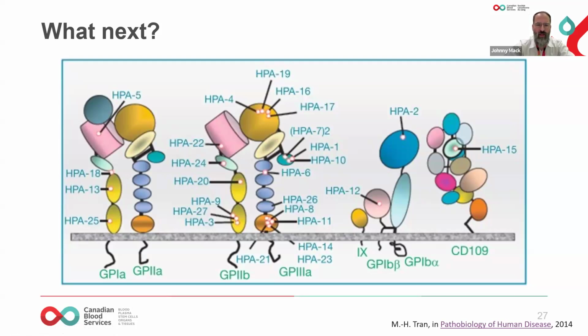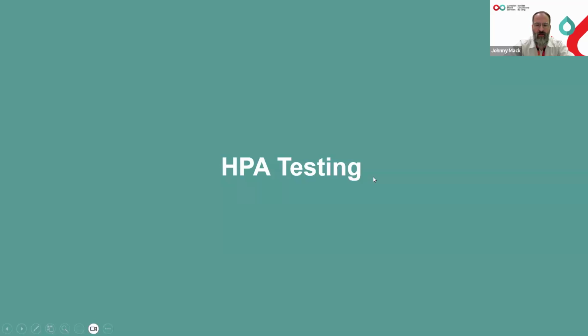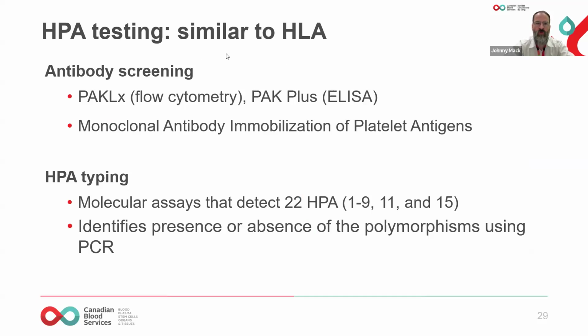So we take a similar approach, if we're not seeing the expected responses in a patient who's getting HLA-compatible platelets, with HPA testing, where we'll do antibody screening. At Canadian Blood Services, we use the PAC-LX flow cytometry system and the monoclonal antibody immobilization of platelet antigens, or MAIPA, system for identification of antibodies. As with the HLA, knowing that in isolation is not as useful as knowing the HPA type of the patient. So we'll also do molecular testing to identify what the HPA type of the patient would be. And then the combination of that information can be used to further support a patient if we're not getting the responses with HLA.